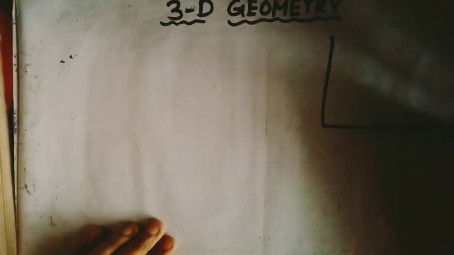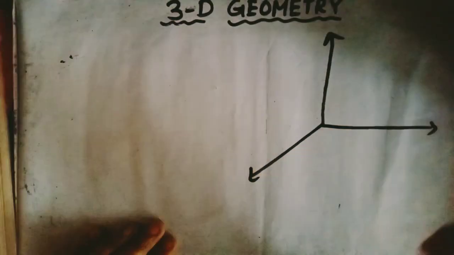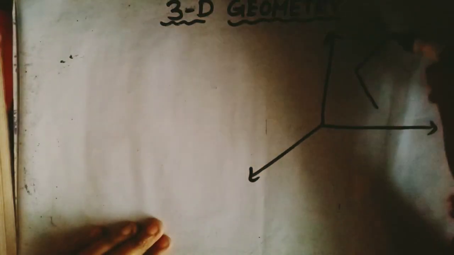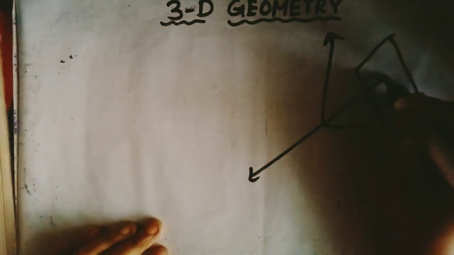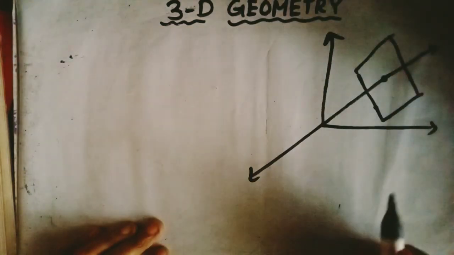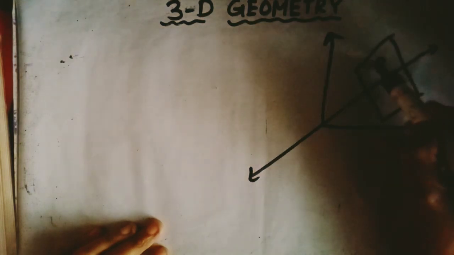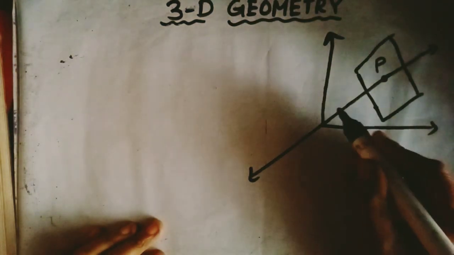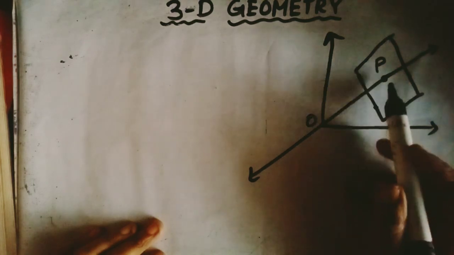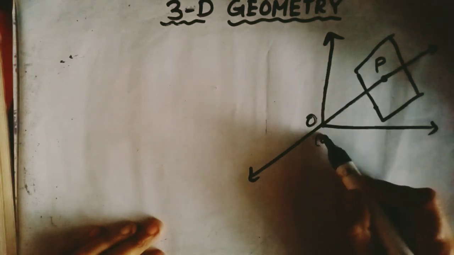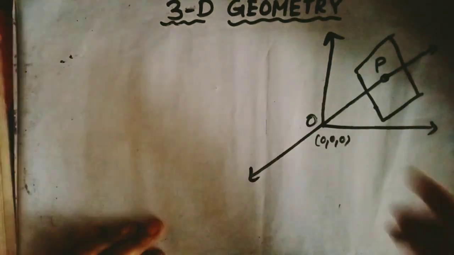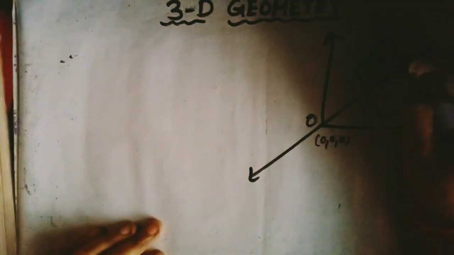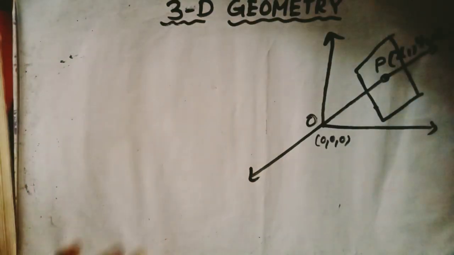So there is one plane, okay, in 3D. And there is a line passing through this plane, okay. And you have to find, this is from origin, right? So you have to find this point, that is foot of the perpendicular to that plane. So let this point be x1, y1, z1, okay.